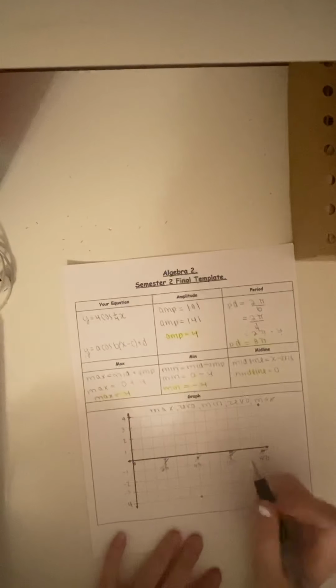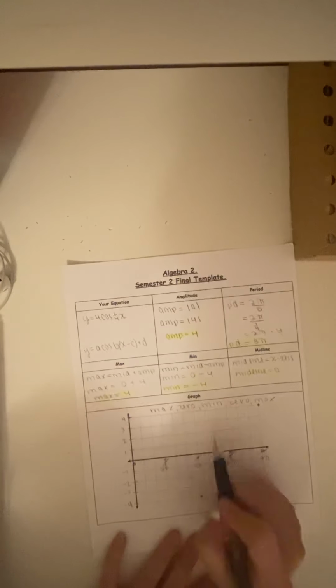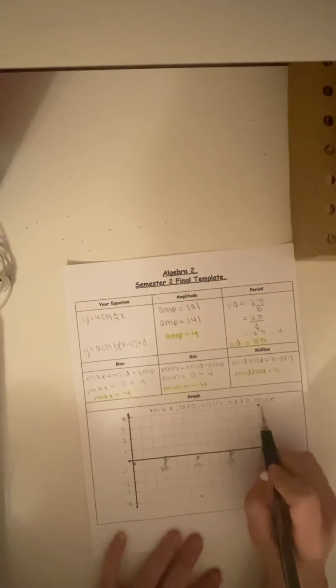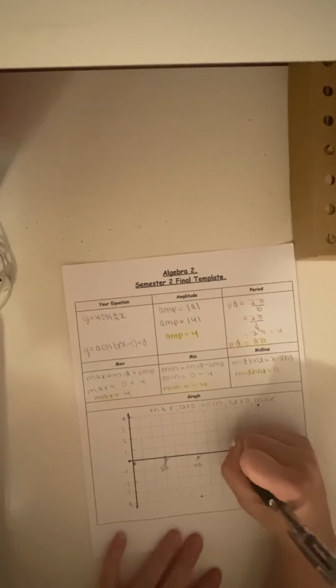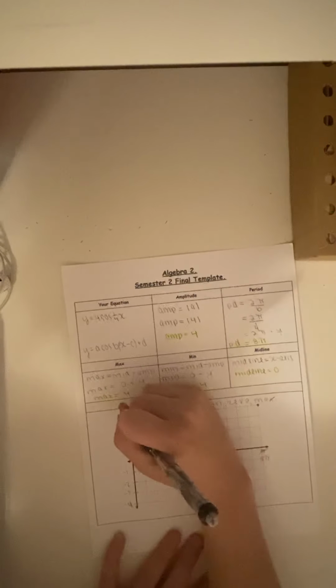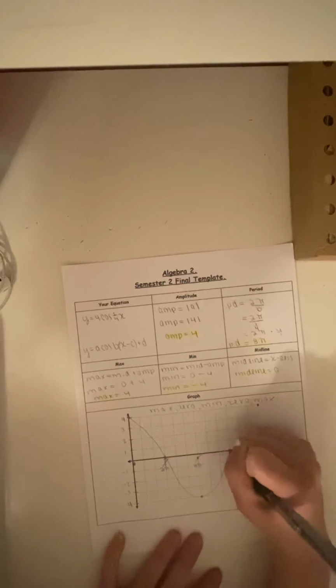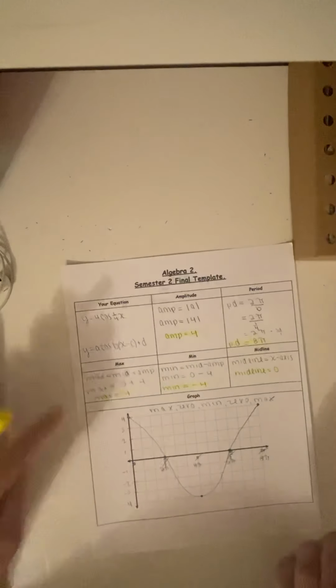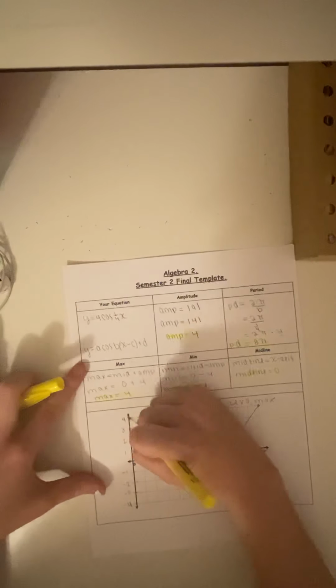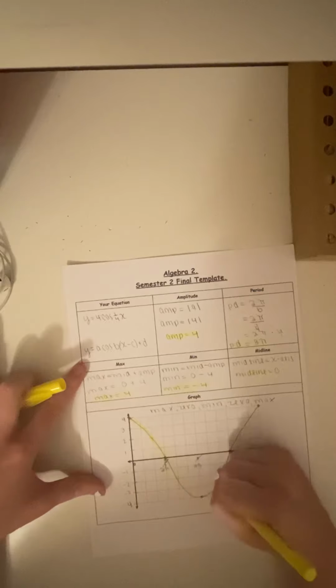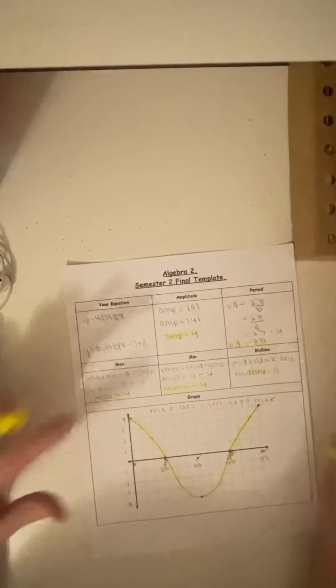And then halfway in between the max and the minimum will be our first 0 at 2 pi. And then halfway between the minimum and the max is our second 0 at 6 pi. From there, you can draw your curve like so. And that's it. You did your first cycle of the function. I'll just highlight it so that it can stand out.